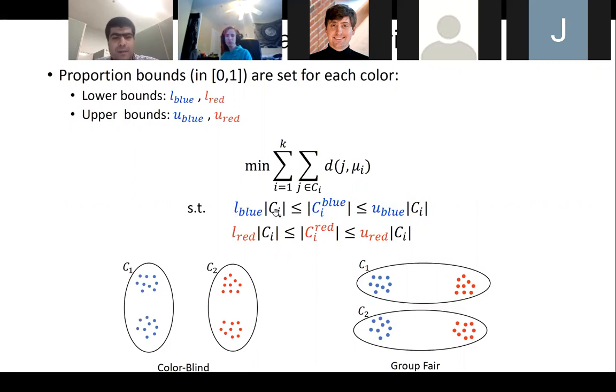So the cardinality of CI is just the number of points in cluster I. CI blue is the number of blue points in cluster I, and similarly, CI red is the number of red points in cluster I. The constraint says that the number of blue points in cluster I should be at most the total number of points in cluster I times the upper proportion bound U blue. And of course, it should not go below the lower proportion bound times the total number of points in the cluster. And similarly, we have constraints for the red color as well.